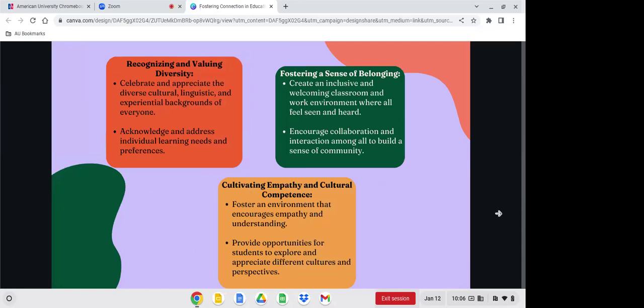Okay, so now we have these three things. So we're looking at recognizing and valuing diversity, fostering a sense of belonging, cultivating empathy and cultural competency. So I'm going to start here with the empathy part. So, first year class, me. After I've gone over any norms and everything, I actually tell my students, whether you learn anything from me this semester or not, the one thing I want you all to learn from me is that, how religious you are or not, grace and mercy. I'm big on grace and mercy.